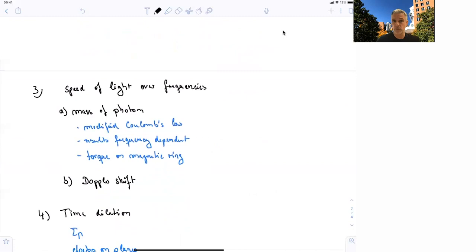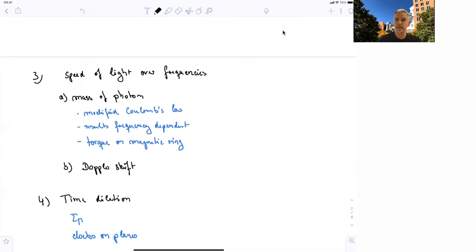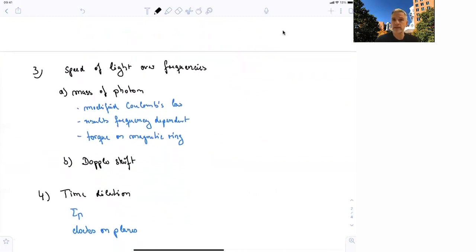Then we discussed the Doppler effect and relativistic Doppler effect and analyzed light with various frequencies. And one of the hypotheses you could have is that the photon actually is a massive particle. This would directly modify Coulomb's laws, which are tested experimentally. And those results would be dependent on the frequency.